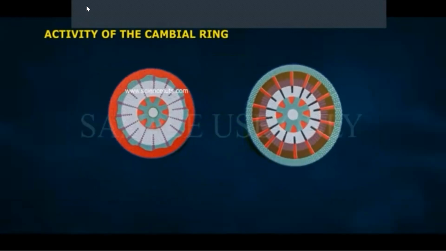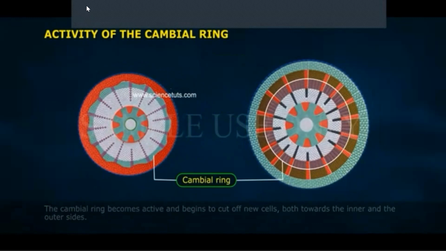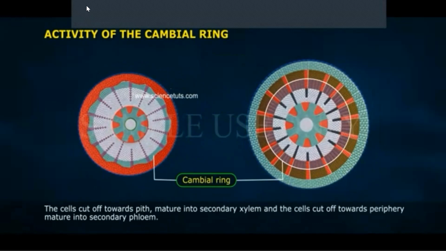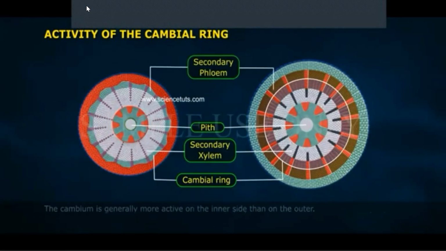Activity of the cambial ring. The cambial ring becomes active and begins to cut off new cells, both towards the inner and the outer sides. The cells cut off towards pith mature into secondary xylem, and the cells cut off towards periphery mature into secondary phloem. The cambium is generally more active on the inner side than on the outer.